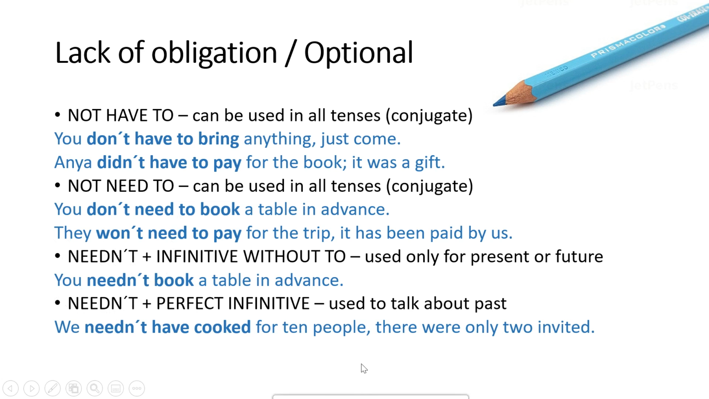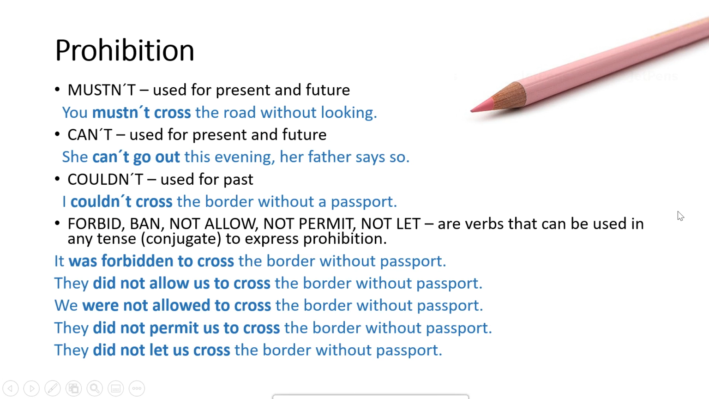Okay, we move on to prohibition. Prohibition, something that you can't do. For prohibition, we've got, first of all, mustn't. Mustn't is used for present and future. I mean, the sentence has a present or future meaning. You do not change the modal. We can also use can't in the same way as mustn't. And couldn't if you talk about the past prohibition.